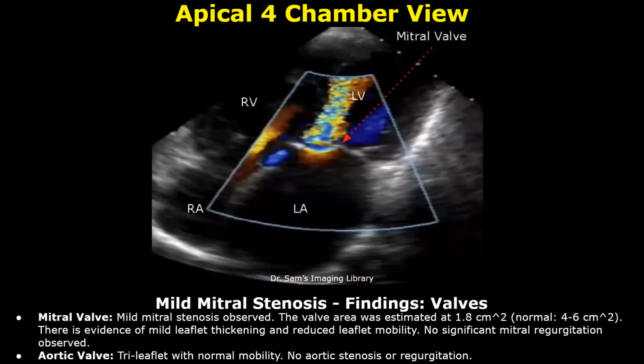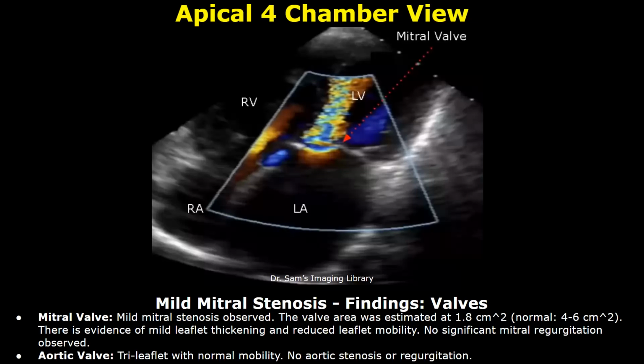These are the findings in the valves. Mitral valve, mild mitral stenosis observed. The valve area was estimated at 1.8 centimeters squared. So this area is below the normal value. There is evidence of mild leaflet thickening and reduced leaflet mobility.